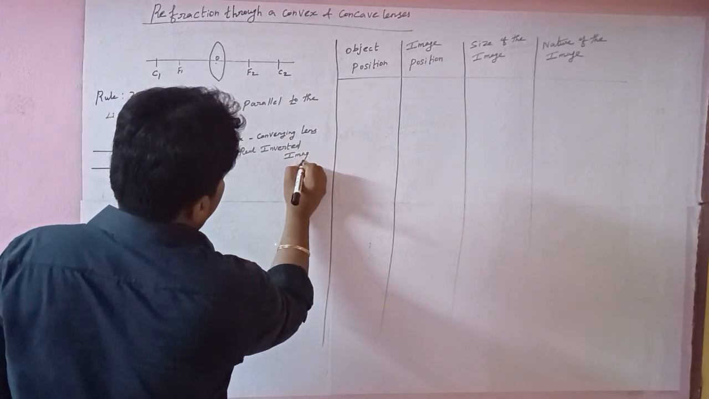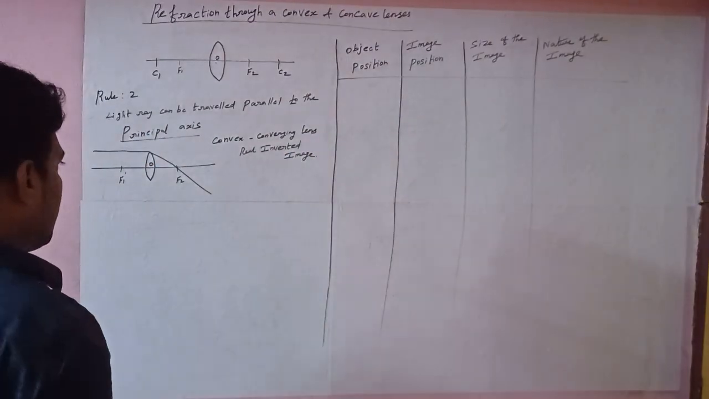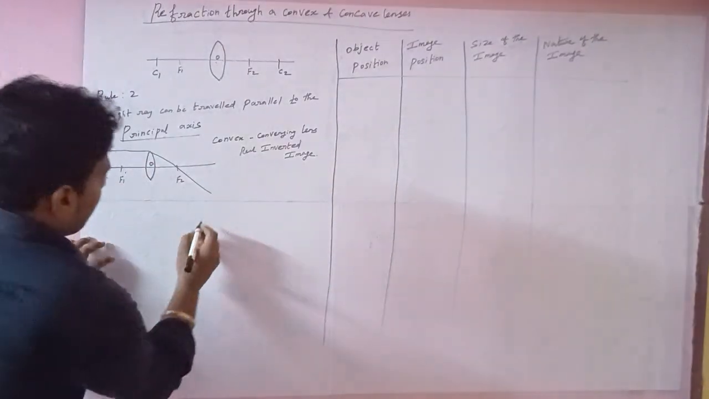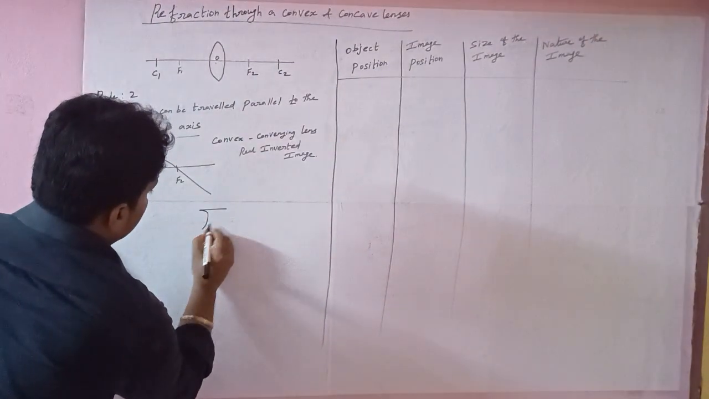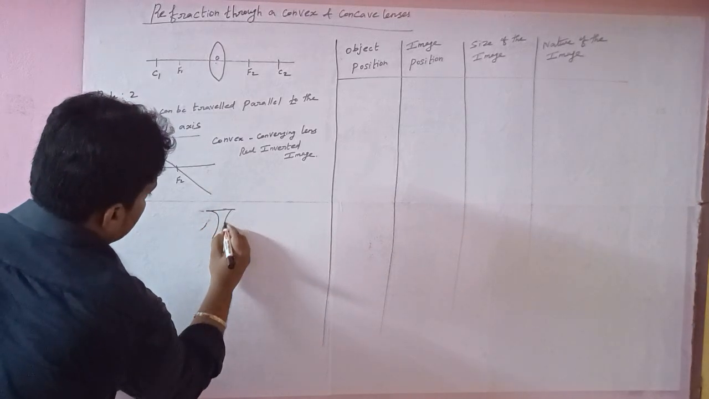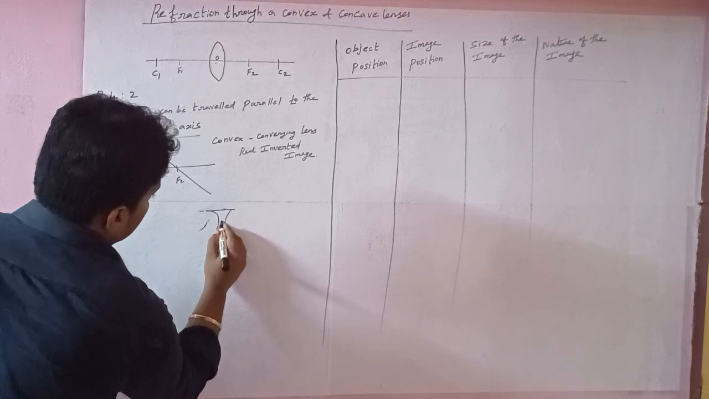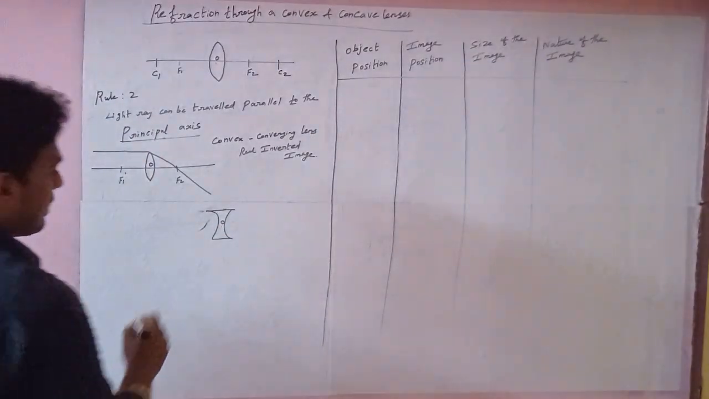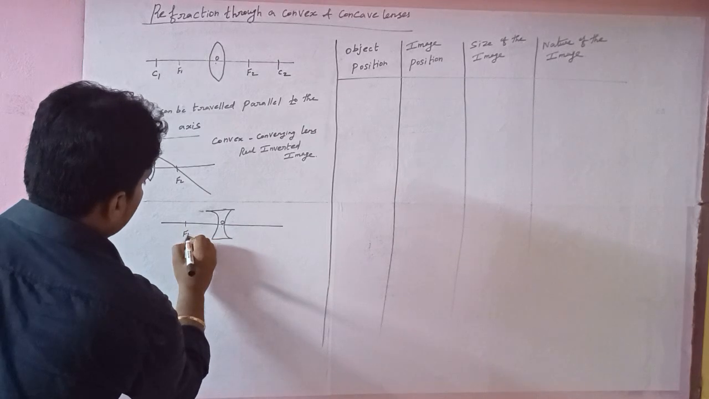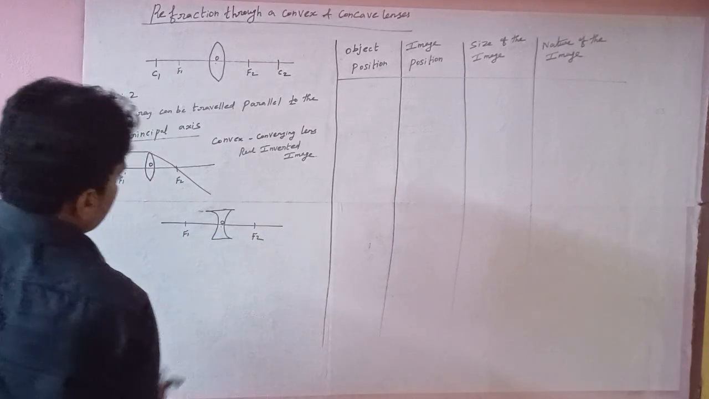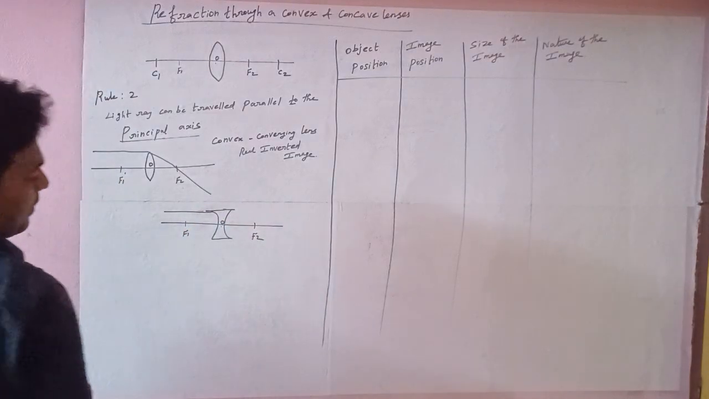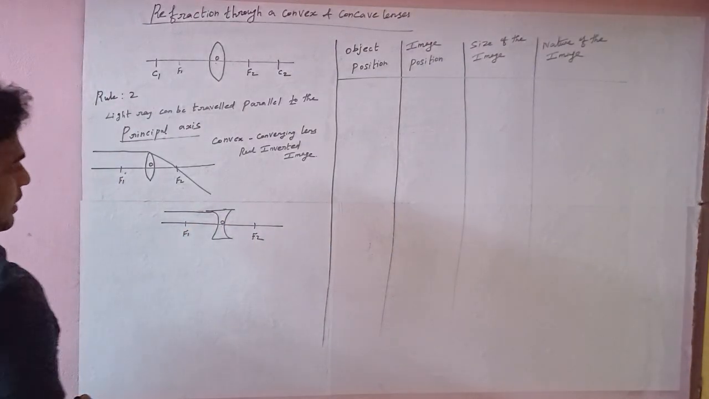For example, this is a condition. This is a concave lens. O is the optic center. This is the principal axis. F1 is the object and F2 is the image. The light ray can travel parallel to the principal axis.